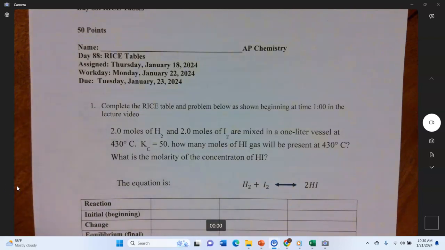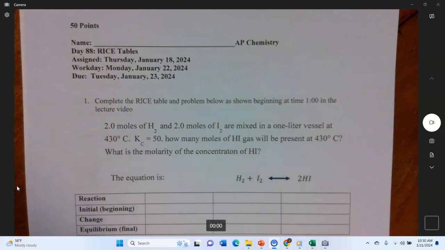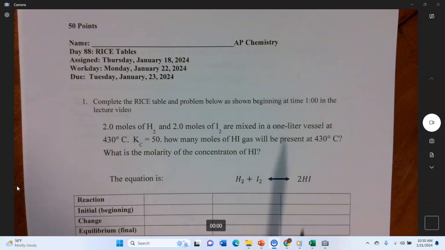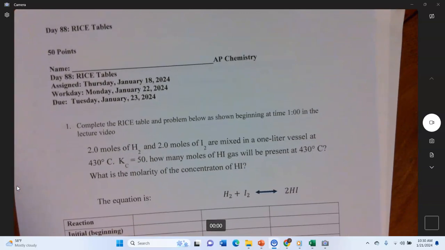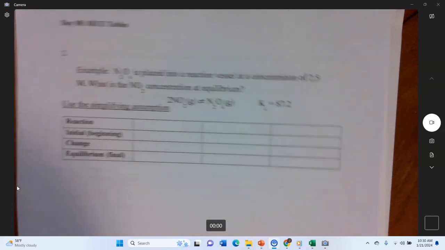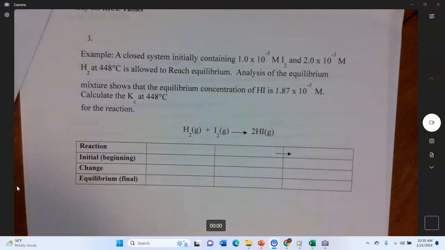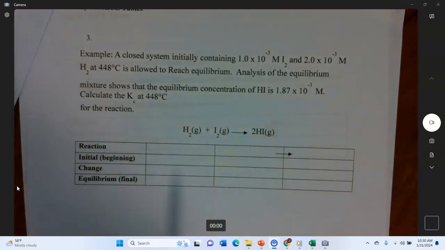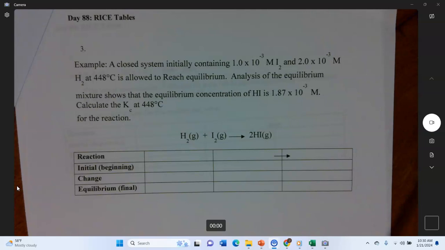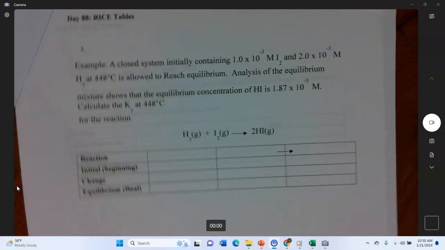AP Chemistry. So this is the answers video for day 88, the assignment on ICE tables. So let's go ahead and do this. The first three questions are on the lecture video. So this question, the one on the next page, number 2 with the N2O4, and then finally this one. These are all on the lecture video, so watch that to get the answers for this. So let's move on past that.